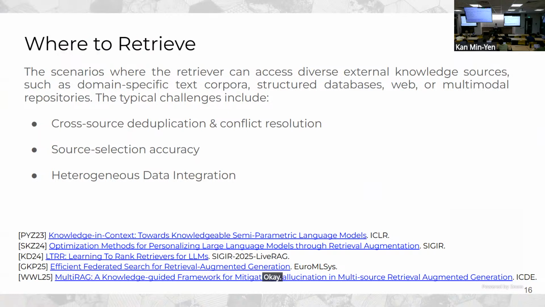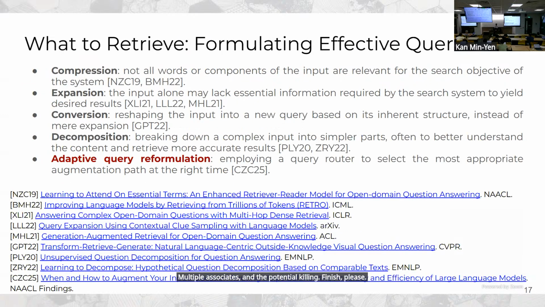Okay, we talked about where to retrieve in the context of multiple external resources and the potential challenges. For the next subtopic, it's what to retrieve. Here, we mean how to formulate effective search queries. As we mentioned, the simplest case is to directly use the user input as the search query.